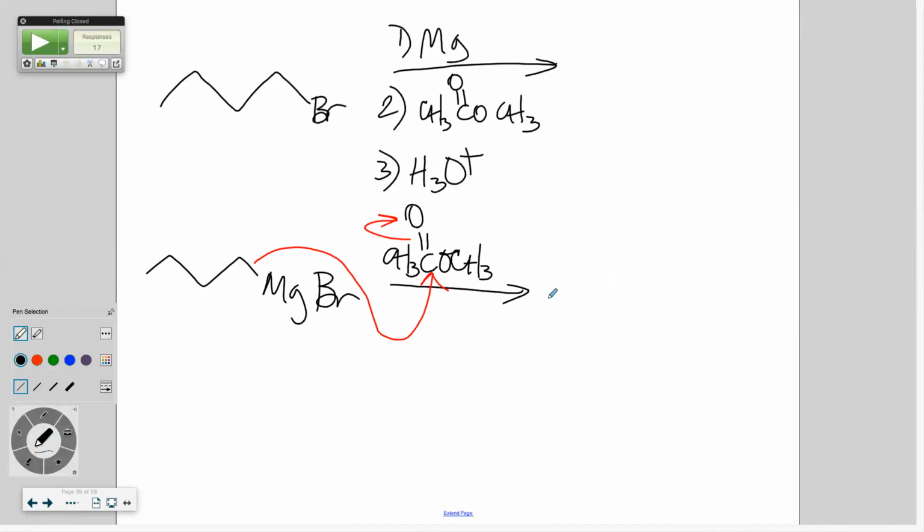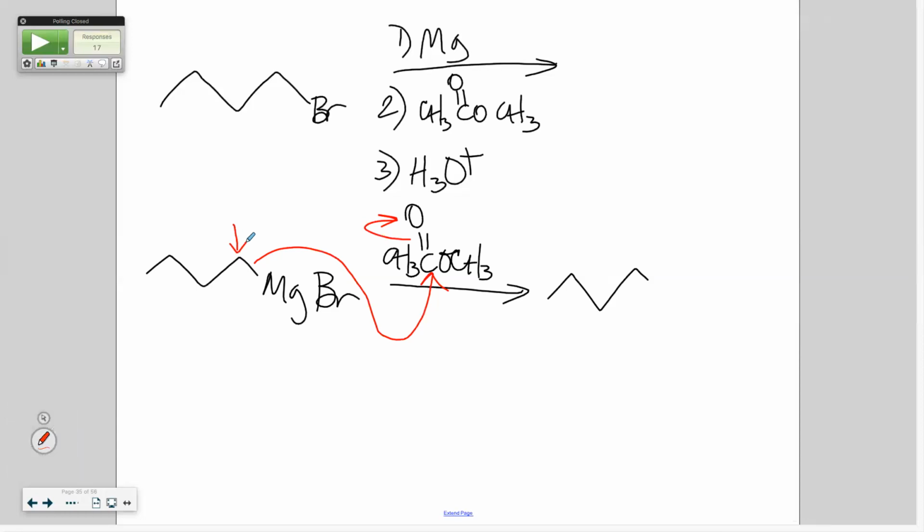Okay, here's your clue. Okay, so what is this little carbon I'm going to mark with the red arrow? What is that attached to now? It's not attached to the bromine anymore, or the magnesium anymore. It already wasn't attached to the bromine. What is it attached to? The carbon of the carbonyl. So we're going to have a bond from here to here. That's our new bond.